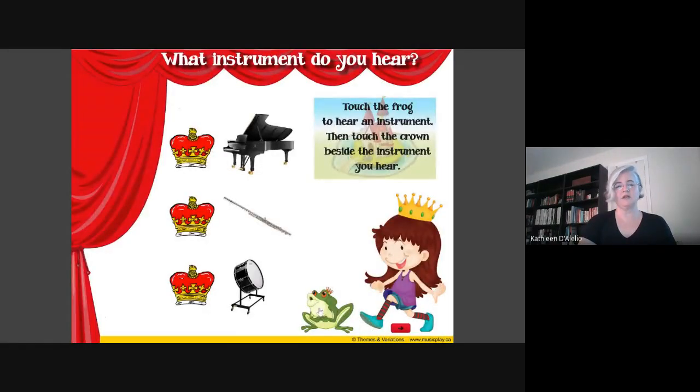Okay, so let's do one more. This frog is either going to play the piano, the flute, or the bass drum. Let's see what he plays. Okay, let's pretend I think that's the drum. Frogs all day. That was the flute. Yay, and you can hear it again.